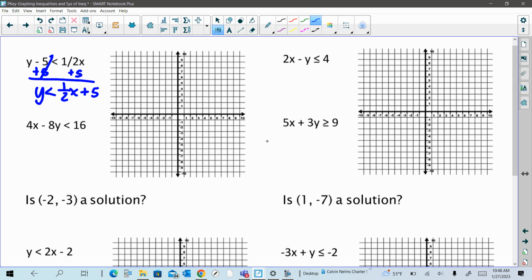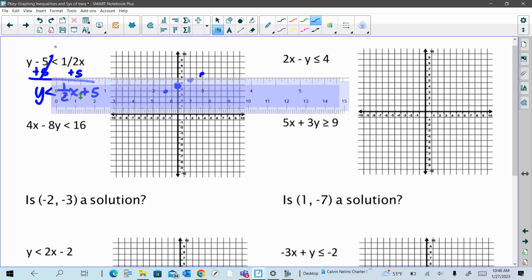All right, so on here we're starting at 5 on the y-axis. And how are we moving? Up one to the right two. There's my next point. Up 1 to the right 2. Or I can go down one to the left 2, and then we should have a dashed line. So let me get my ruler.